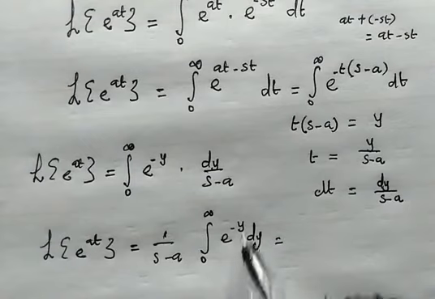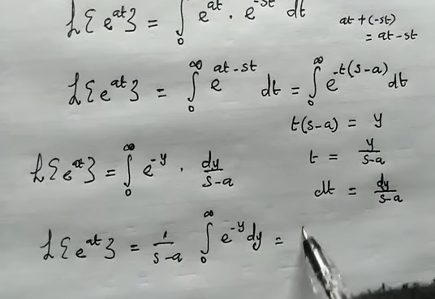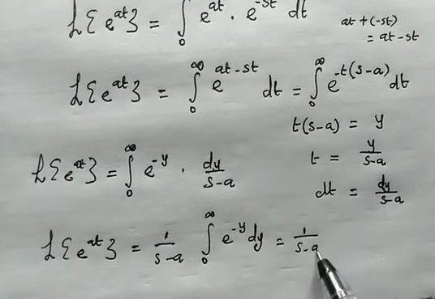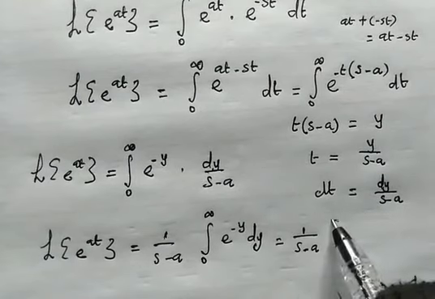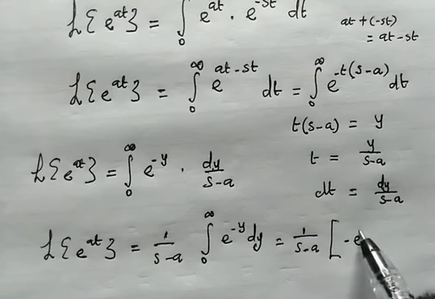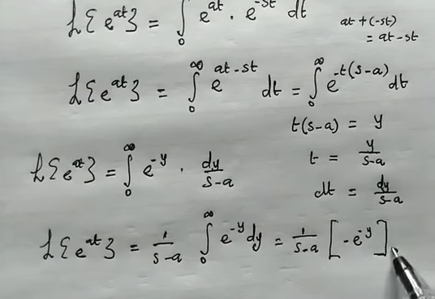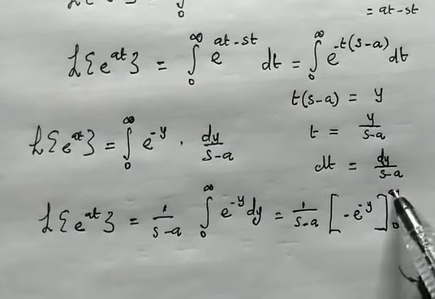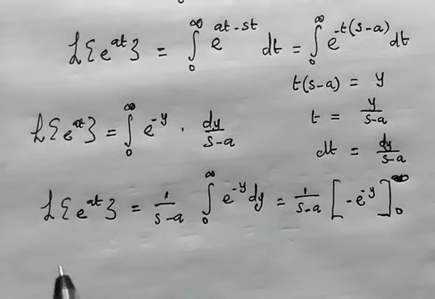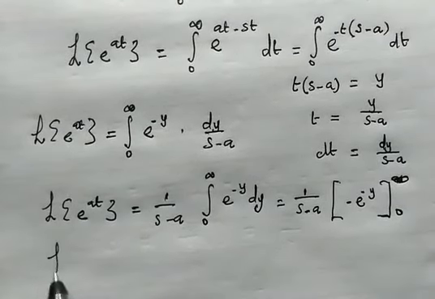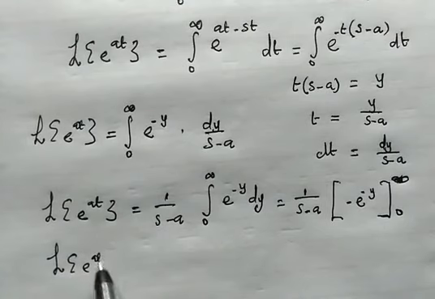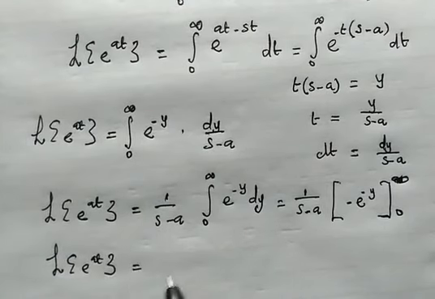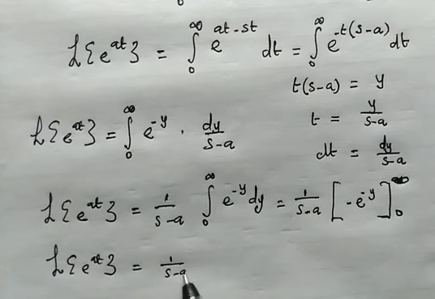And we know what this integral is. The integral of e to the power of negative y is negative e to the power of negative y, right? So we have 1 over s minus a multiplied by negative e raised to negative y. And don't forget our limit of integration from 0 to infinity, right? So from here we get the Laplace transform of e to the power of at is equal to 1 over s minus a.